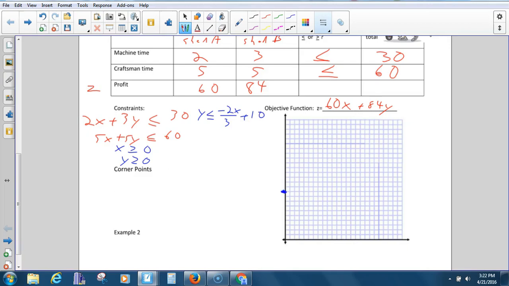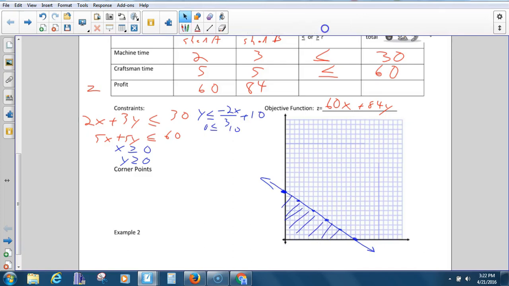Okay, negative 2/3. I'm going to go down 2, right 3, and repeat that down the line. And it's going to be a solid line, like so. Then we're going to test 0, 0. 0 is less than or equal to 10, true or false. That's a true statement, which means we're going to shade down toward 0.